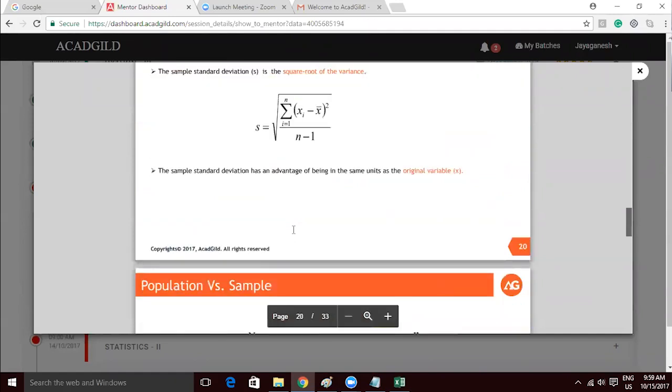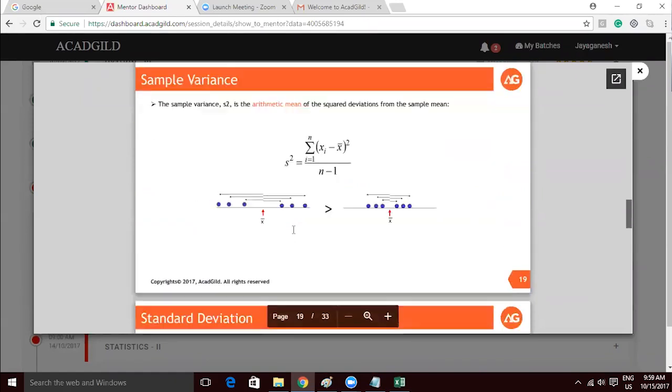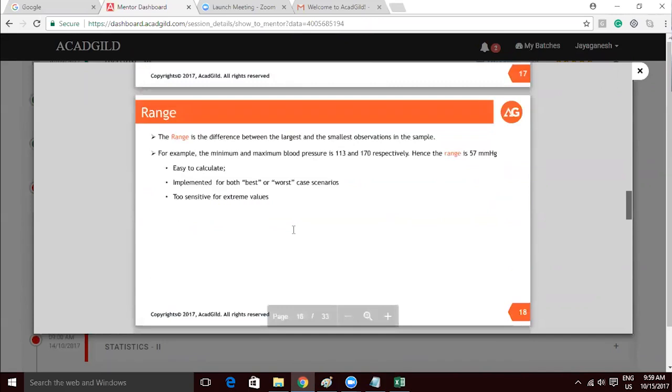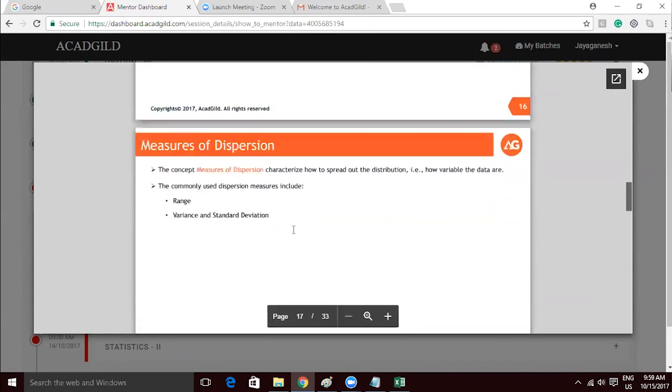Now we discuss another thing as well. There's a concept called measures of dispersion. So what it tells is how spread out the distribution is, that is, how variable the data are.